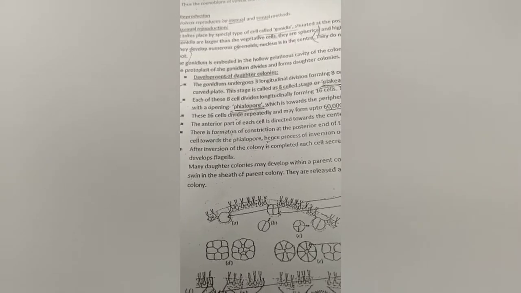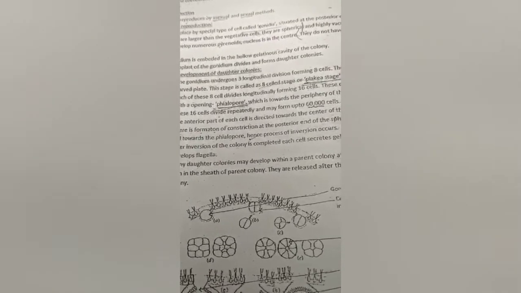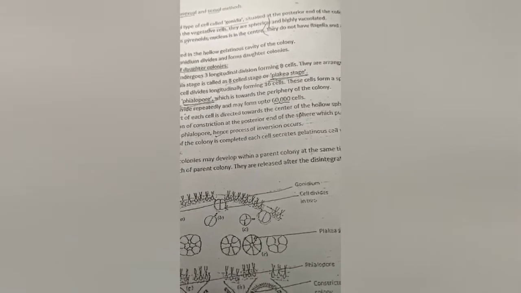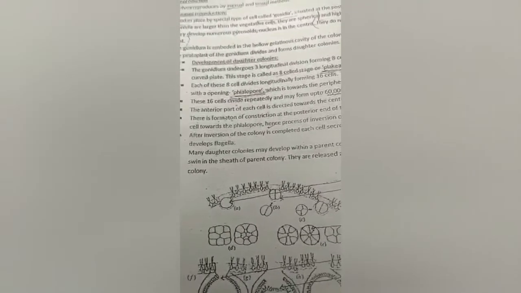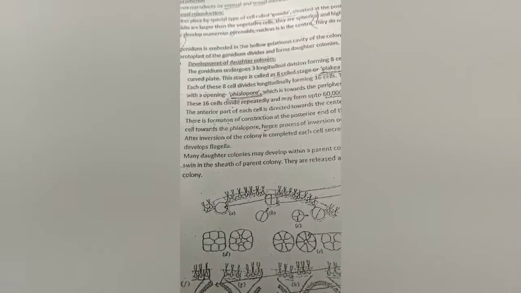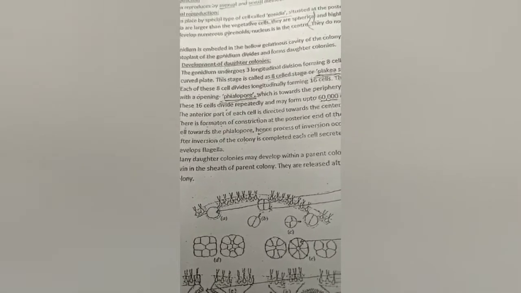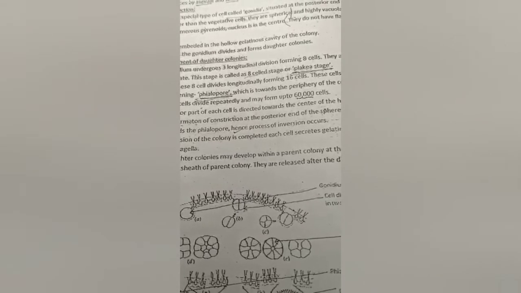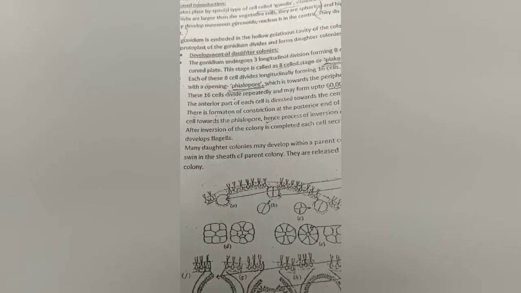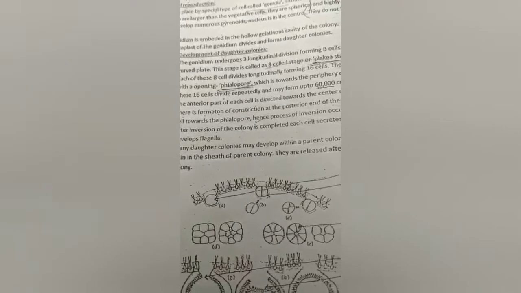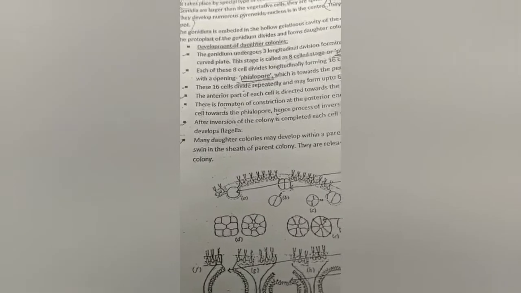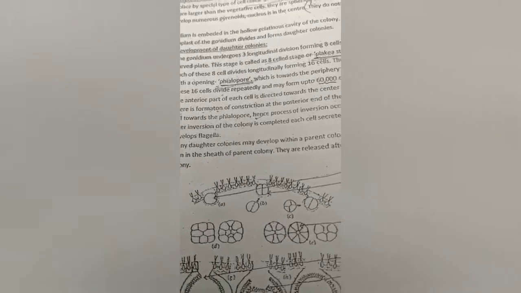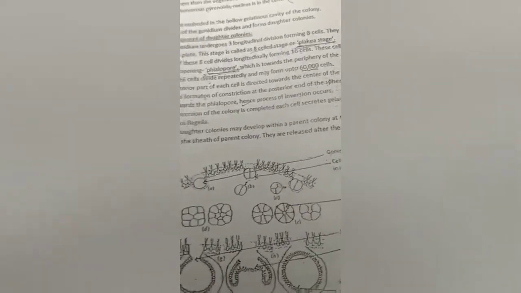Development of daughter colonies. The gonidium undergoes 3 longitudinal divisions forming 8 cells. They are arranged in a curved plate. This stage is called the 8-cell stage, the plakea stage. This is important: the 8-cell stage is the plakea stage. Each of these 8 cells divides longitudinally, forming 16 cells. These cells form a sphere with an opening, the phialopore, which is toward the periphery of the colony.